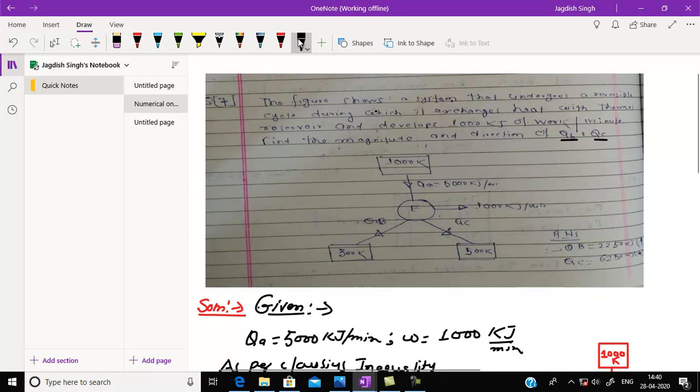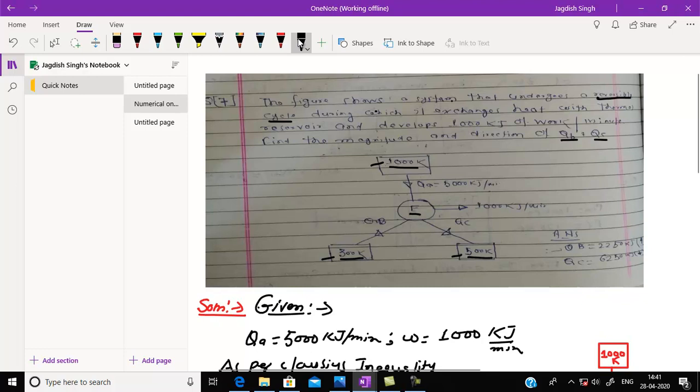Okay. In this problem, this is a reversible cyclic heat engine. This is very important, right? This engine E exchanges heat between three reservoirs. One reservoir has a temperature of 1000 Kelvin, the second has 300 Kelvin, and the third has a temperature of 500 Kelvin. This reversible cyclic heat engine exchanges heat between these three reservoirs.